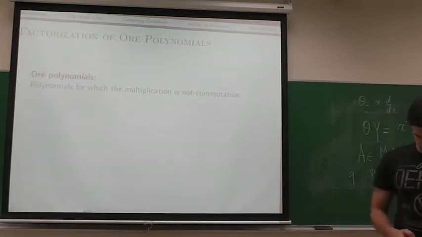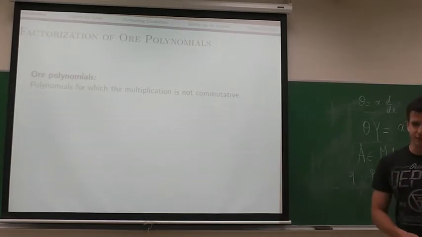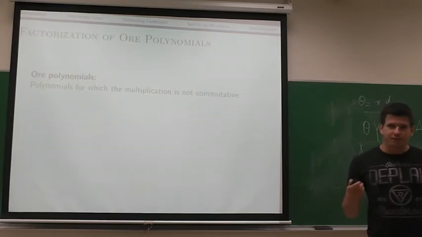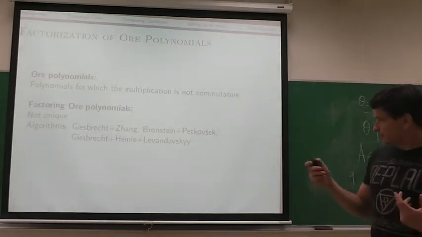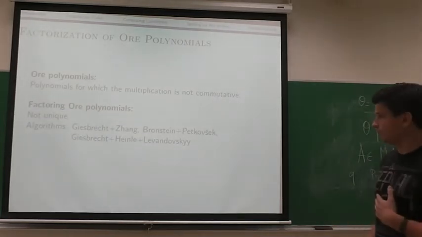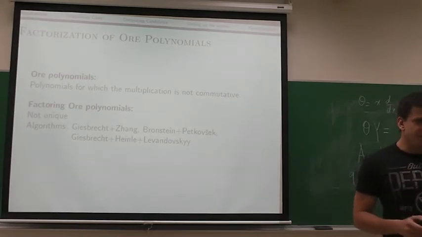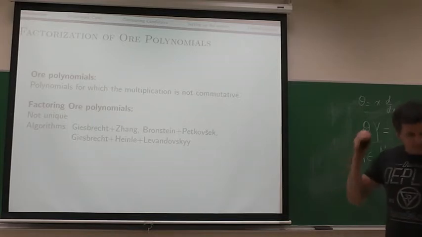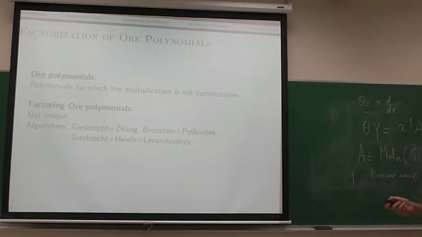Okay, so what are Fourier polynomials? Fourier polynomials are polynomials for which the multiplication is not commutative. And what this does is it takes your very nice and happy ring of commutative polynomials and turns it into a ring of grief and despair where nothing works. So, especially for factoring Fourier polynomials, it's horrible because the factorization is not unique in some sense, which can be well defined. But even though it's not unique and even though it's a very hard problem to solve, there are some algorithms which achieve what we want to do.